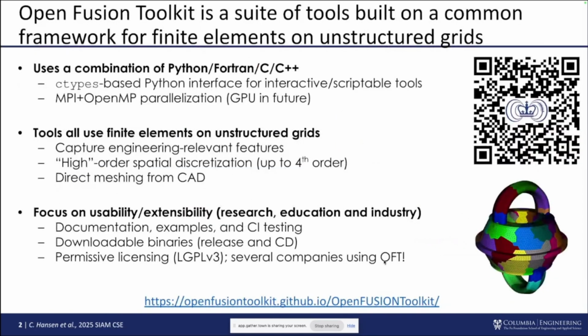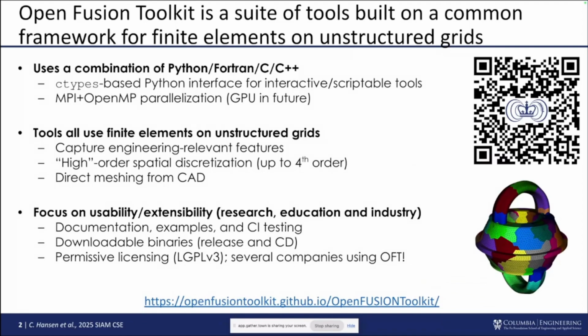So this is a toolkit, right? It's a suite of tools built on a common framework, and that framework is based around finite element methods for unstructured grids. There's the QR code there if you want to take a look at it, link at the bottom. Of course, everything's on GitHub, like many of the other tools here.